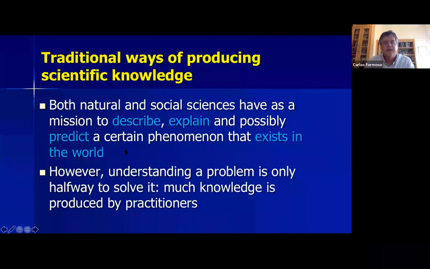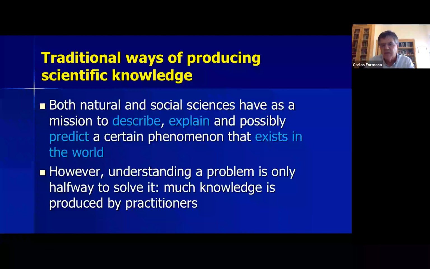Both natural and social sciences have as a mission to describe, explain, and possibly predict a certain phenomenon that exists in the world. So that's why we call those two areas of science descriptive research. The aim is to describe, understand, and discover some laws that enable you to predict what's going to happen, right? So what's the problem with that research approach?